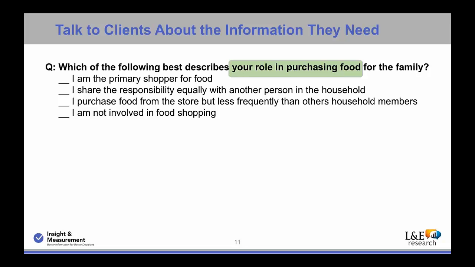And here's another problem with this question, and it's the problem of everybody thinking they can write these things, is that there's a mismatch between the question stem and the answer choices. The question stem is asking for your role in purchasing food. The question stem is asking, are you the primary shopper for food? Well, that's a little different.